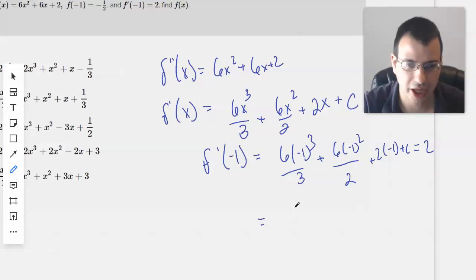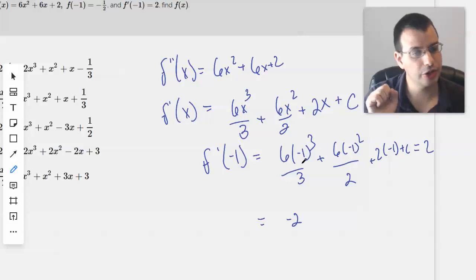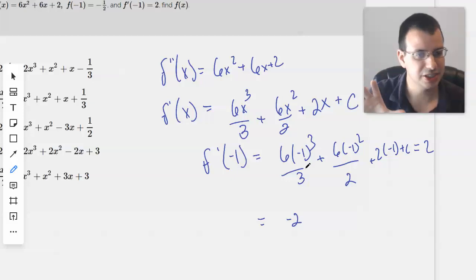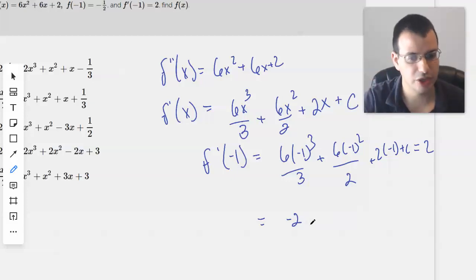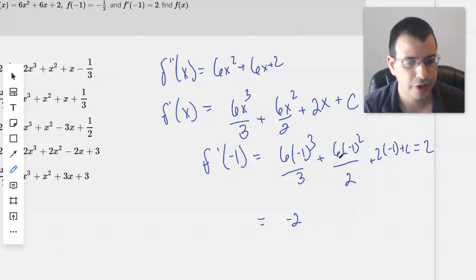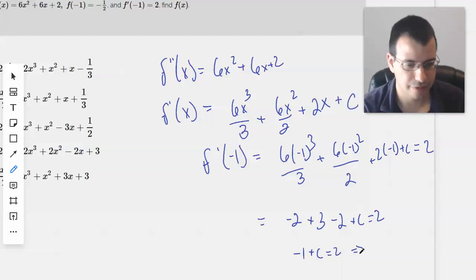Simplifying this, we have negative 2, because negative 1 to the third is negative 1. Negative 1 times 6 is negative 6. Negative 6 divided by 3 will be negative 2. So 6 times 1 over 2 will be positive 3. And then this will be negative 2. Plus c equals 2. So we have negative 4 plus 3, which is negative 1, plus c equals 2. Therefore, c equals 3. Okay, we got that.